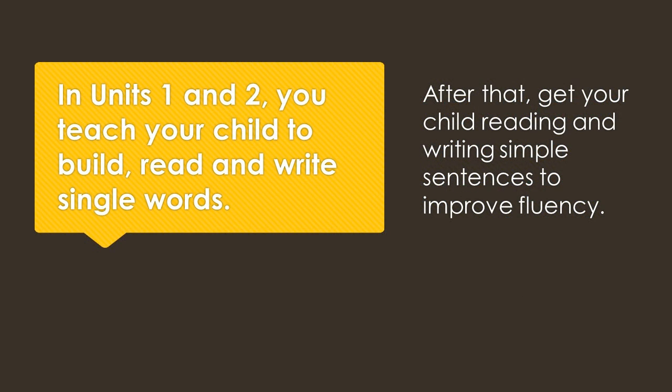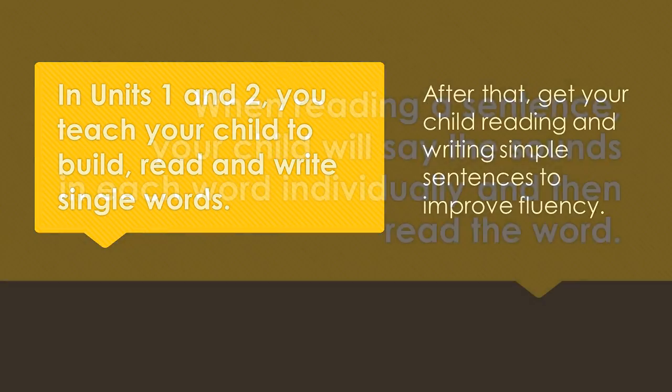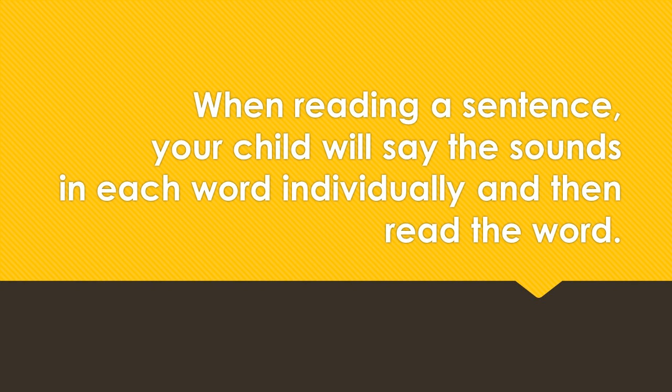In Units 1 and 2, you teach your child to build, read and write single words. After that, you want to help your child to get used to reading and writing simple sentences, and this is really going to improve your child's fluency. To begin with, when reading a sentence, your child will say the sounds in each word individually and then read the word. This is perfectly normal.